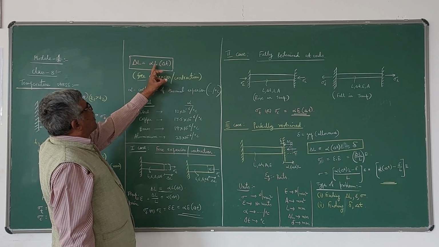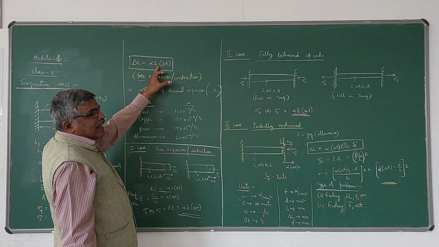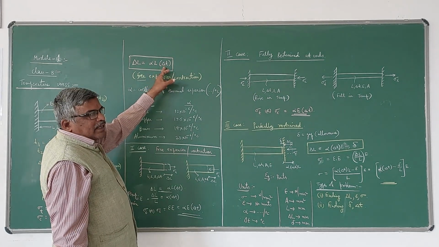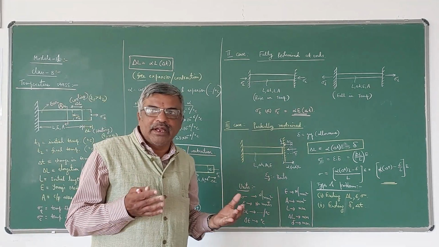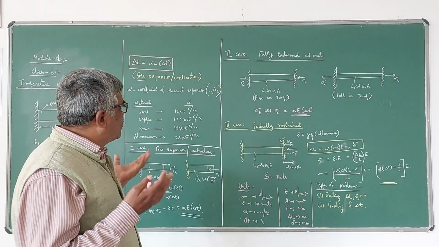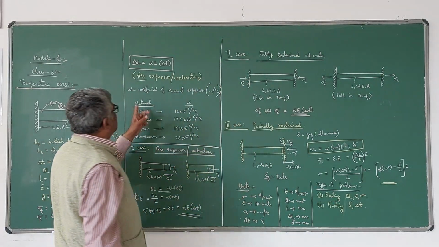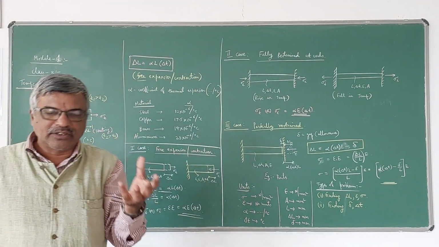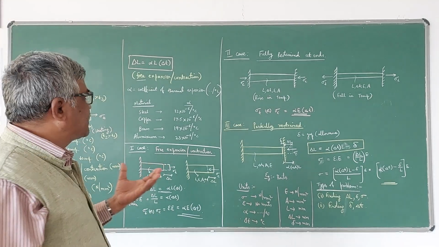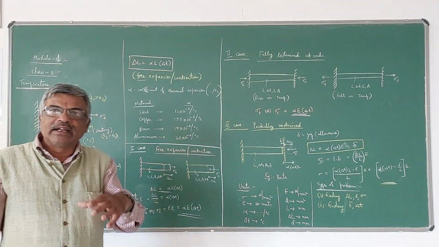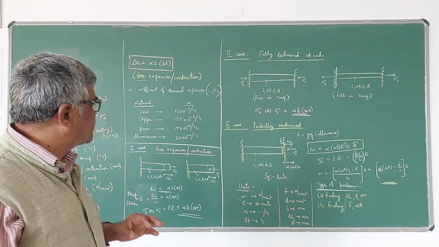Here L is the initial length of the bar, which is expressed in millimeters. Delta T is the change in temperature, maybe a rise or a decrease in temperature. Once you substitute in this formula, you will get the change in length. It can be elongation or contraction. Elongation will be there when the bar is heated. Contraction will be there when the bar is cooled.